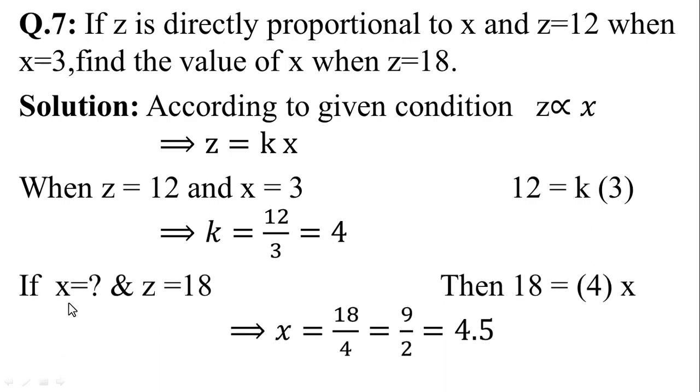Now we will find the value of x when z is equal to 18. Then put in the given relation z is equal to kx. Then the value of z is equal to 18, the value of k is equal to 4, into x. 4 is divided on the other side, then x is equal to 18 upon 4. Now simplify this relation, 9 upon 2. This is equal to 4.5. The value of x is equal to 4.5.